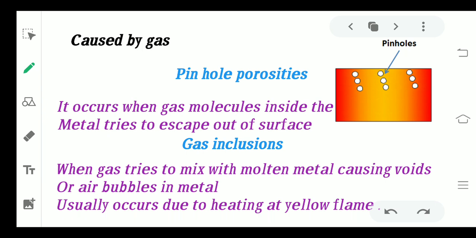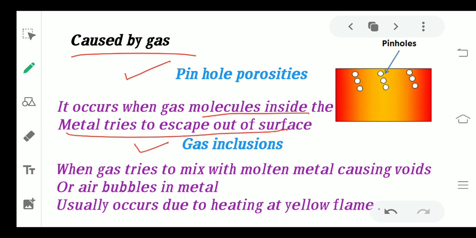Now we will be talking about the porosities which are being caused by the gas. In this we have two, the pinhole porosity and the gas inclusion. So talking about the pinhole porosity, it occurs when the gas molecules inside the metal try to escape the surface. So you see, this is what the pinhole porosity looks like. Whenever the air inside the casting ring, inside the metal, tries to escape out from the surface, it leads to the pinhole porosities.